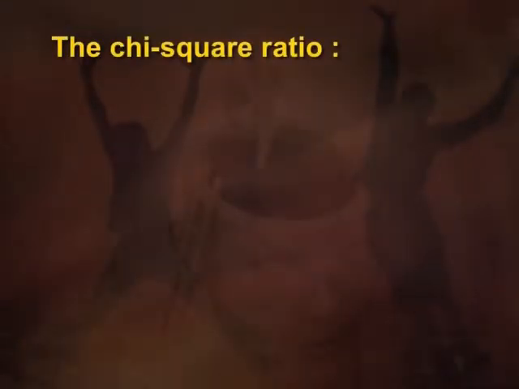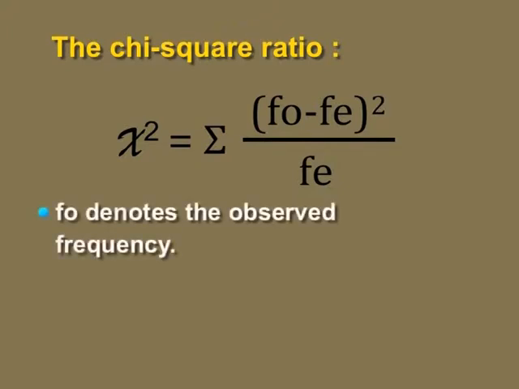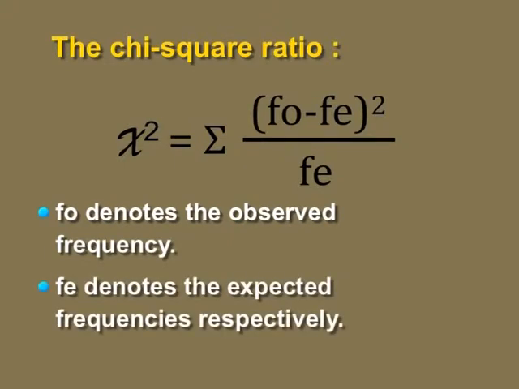The chi-square ratio is as follows. Chi-square equals sigma (FO minus FE) whole square divided by FE, where FO denotes the observed frequency and FE denotes the expected frequencies respectively.